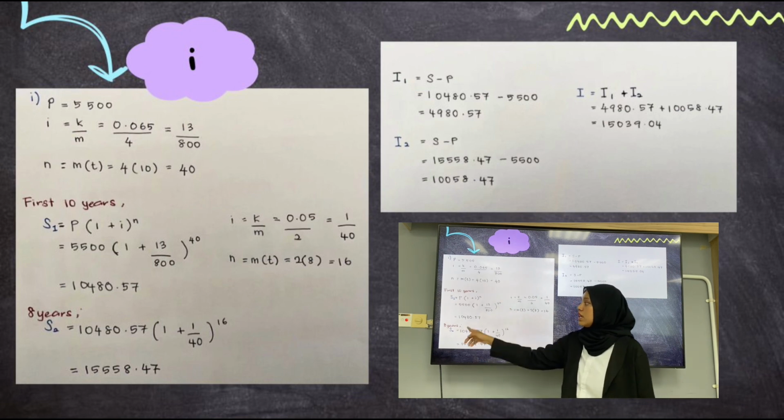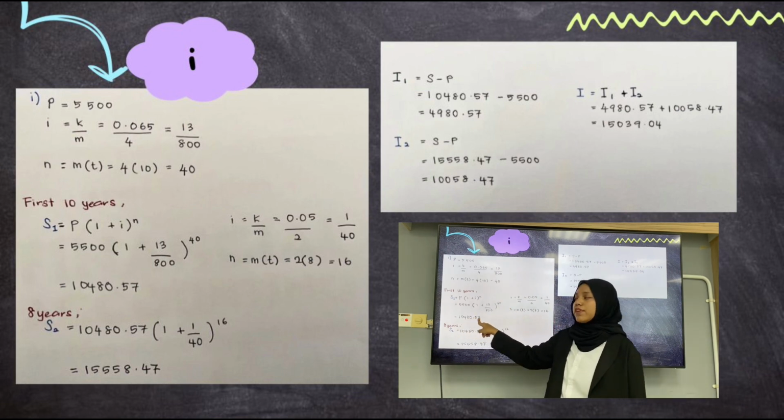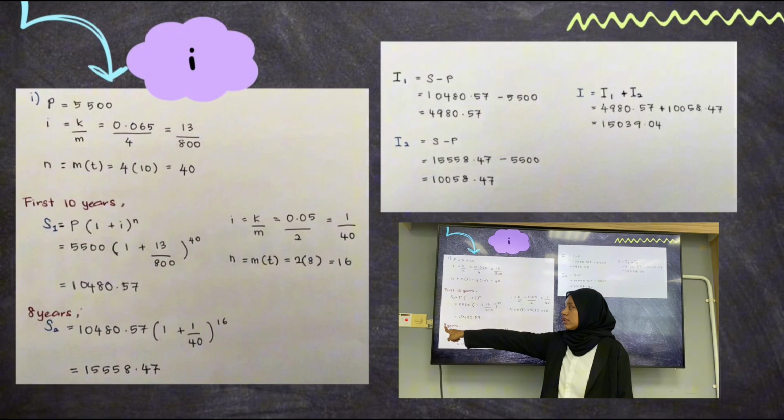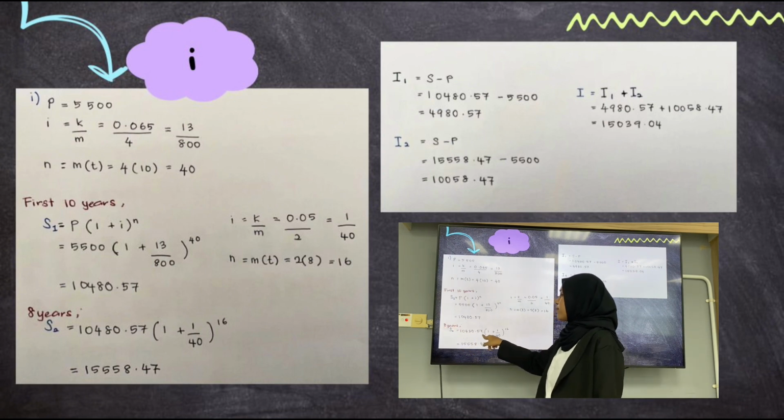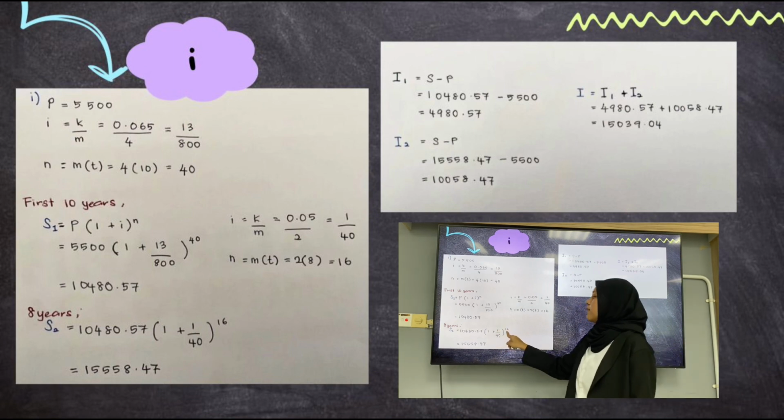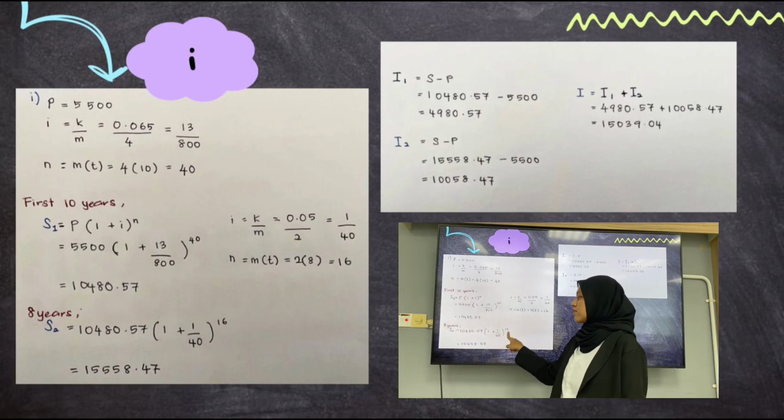So we get the answer 10480.57. We need to find the next 8 years, which is S2: 10480.57(1 + 1/40)^16. So we get the answer 15558.47.